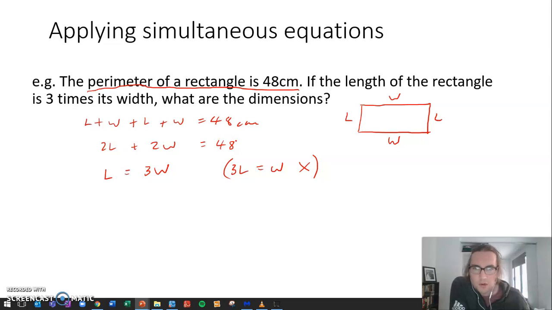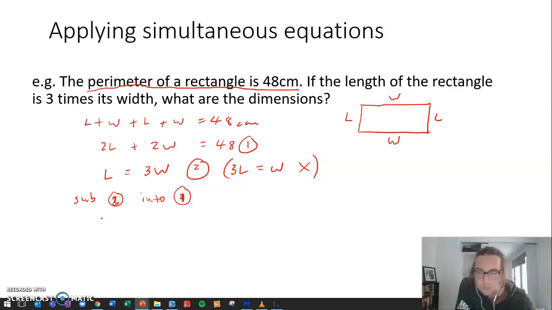So I've got two equations here, 1 and 2, and I can use substitution because I've got L as the subject. I've got L is equal to something. Because I've got L is equal to something, I'm going to substitute equation 2 into number 1. Sub 2 into 1.